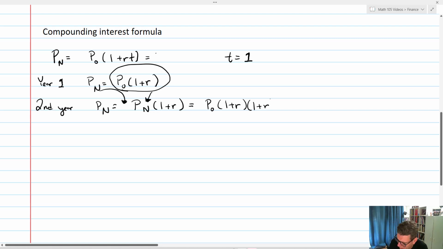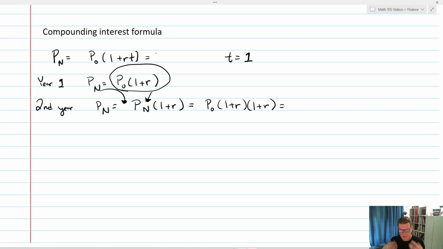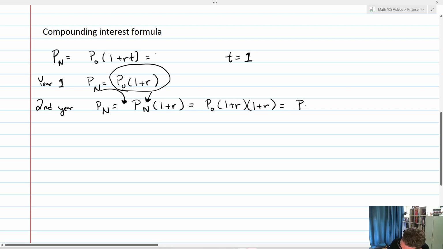Now, just try and relax and see if you can follow along with what we're doing here. I'm going to give you the equation in just a little bit, but I wanted you to understand where it's coming from, and that's why I'm doing this. So this is now P naught, and notice that this is times 1 plus R squared, because 1 plus R times 1 plus R is squared. That's what it means to square something.